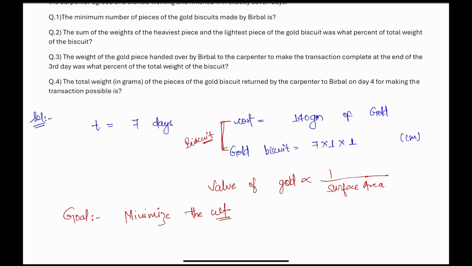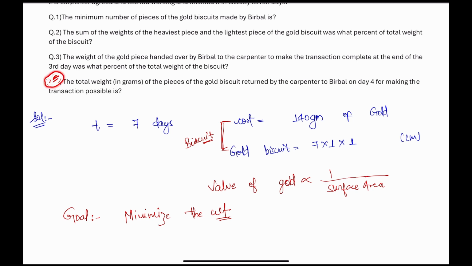The first question is: the minimum number of pieces of the gold biscuit made by Birbal is? So the first question is how many pieces we have to cut. Question number 2: the sum of weights of the heaviest piece and the lightest piece of the gold biscuit was what percent of the total weight of the biscuit? Once we find out these are the pieces, we can do this. Next: the weight of the gold pieces handed over by Birbal to the carpenter to make the transaction complete at the end of the 3rd day was what percentage? That also can be done once we know what the pieces are and on which day. Then: the total weight in grams of the pieces of the gold biscuit returned by the carpenter to Birbal on the 4th day.